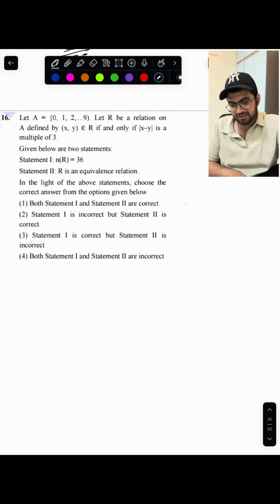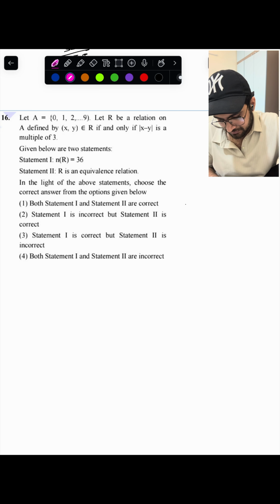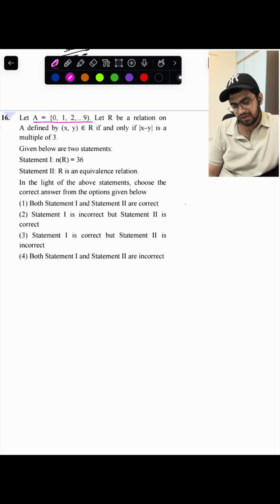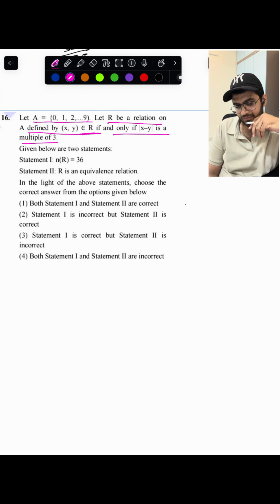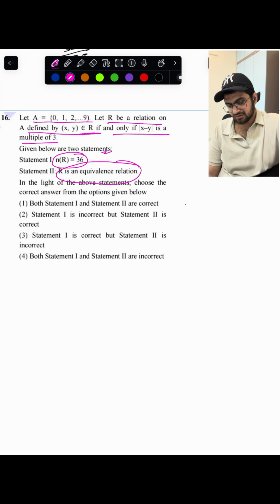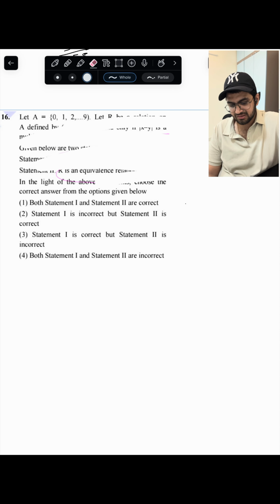Next, let's move to the 16th question. What is given here? A is equal to 1 to 9. Let R be a relation defined on A such that (x, y) belongs to R if and only if mod of x minus y is a multiple of 3. Given below are statements. The number of elements in the relation is 36. R is an equivalence relation. So let's verify the authenticity of the statements.